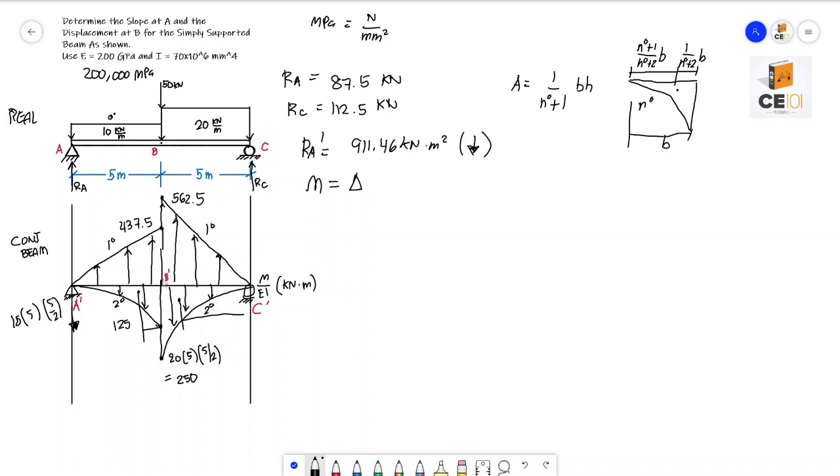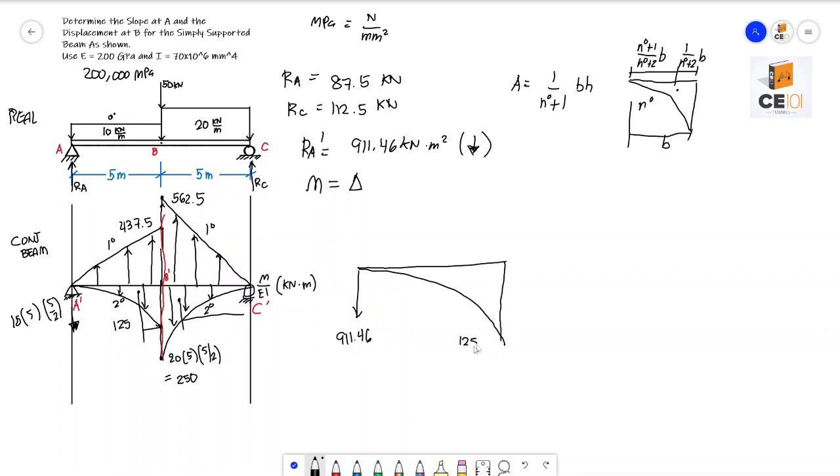So paano natin makukuha yung moment dyan? So maghahati dapat tayo kasi internal yung B na yan. So pag maghahati tayo, hatiin natin dito sa gitna. So pag naghati tayo sa gitna na yan, ma-establish natin yung beam na to. So may pababa tayong 911.46, tapos yung 2 degree curve na ito.